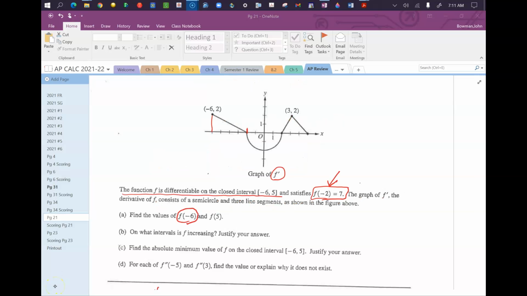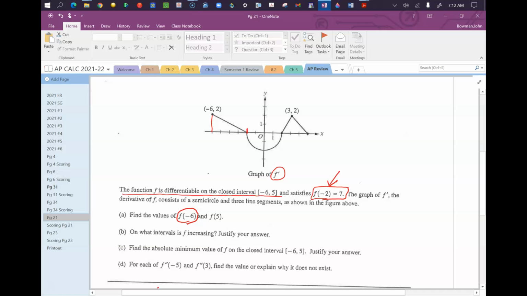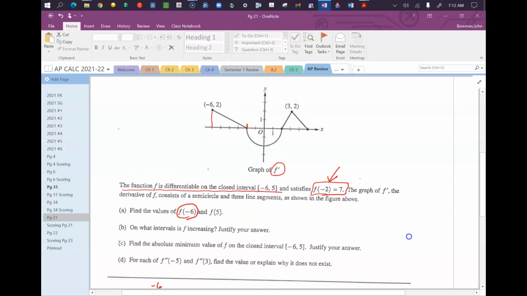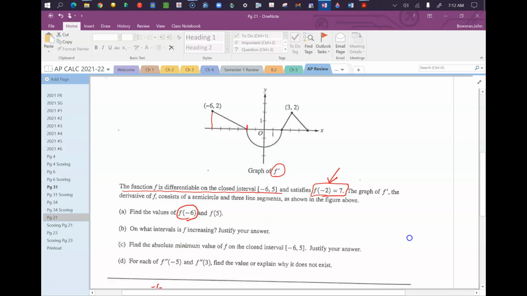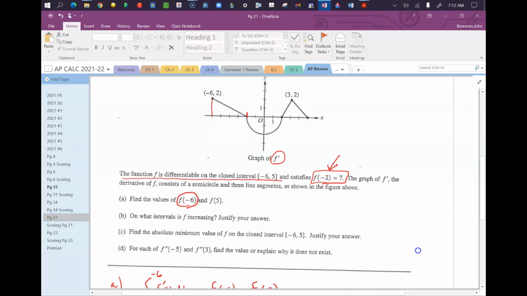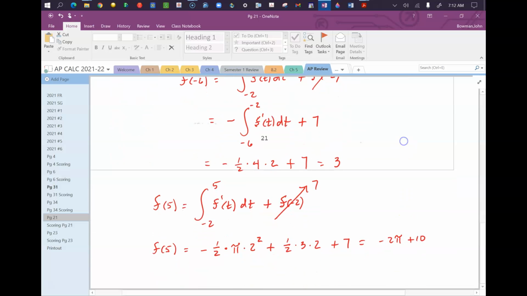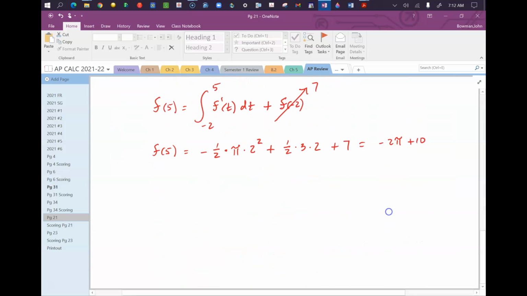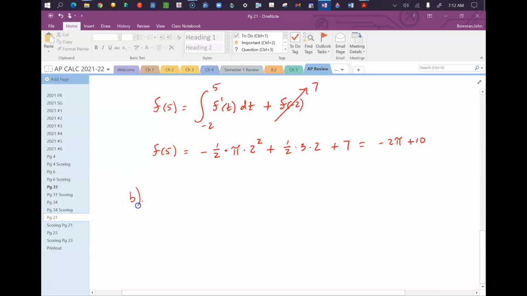So in part A, we use the evaluation part of the fundamental theorem. In part B, it says on what interval is f increasing, justify your answer. Well, f is increasing wherever f prime is positive. So we're going to use the first part of the fundamental theorem, which says the relationship between the derivative and the integral. So in part B, f is increasing where f prime is greater than 0.